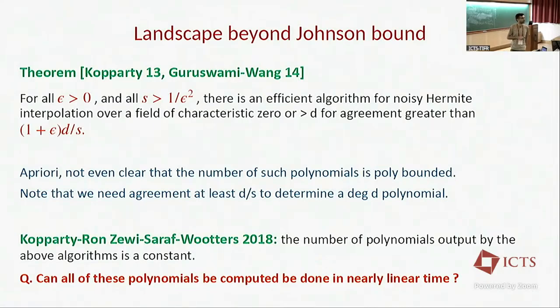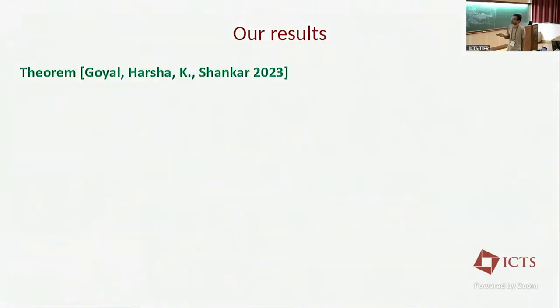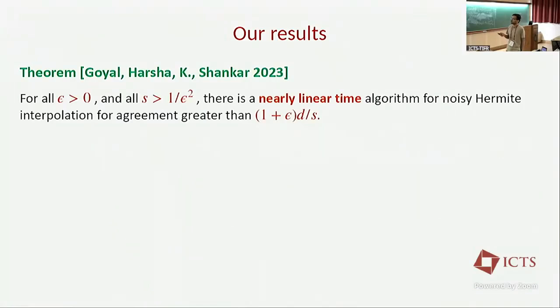Yes, we think of epsilon as a constant. All right. So this brings us to our theorem. We show that for the same setting of parameters as before, there's a nearly linear time algorithm for noisy Hermite interpolation with agreement greater than (1 plus epsilon) times d over s. Okay. So that's the theorem. Questions?